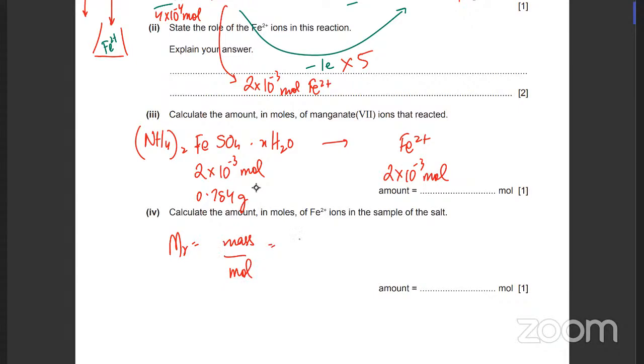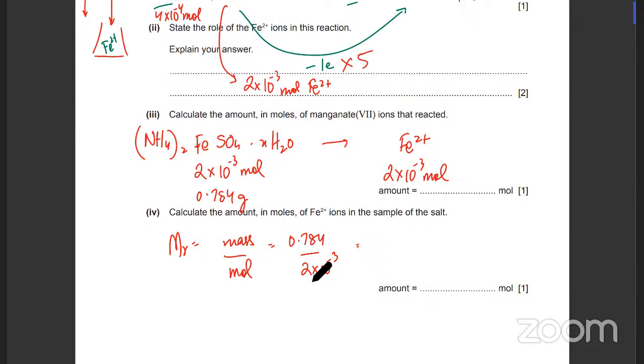So it's going to be 0.784 divided by 2 times 10 to the minus 3. You solve that and you'll find the Mr. And the next part would be easy. When you have the Mr, all you have to do is figure out what X is. So you'll add all of them up and find what is the Mr that we are getting.